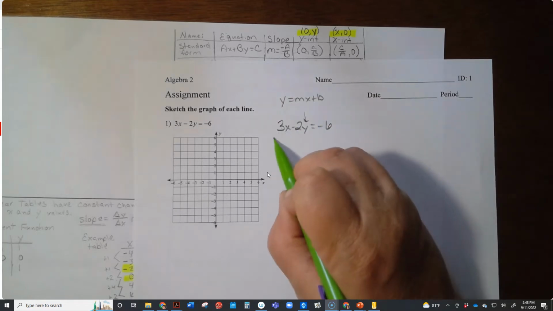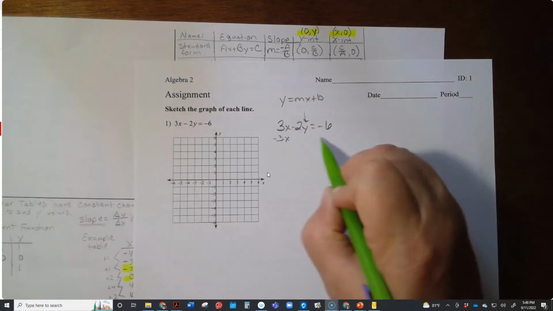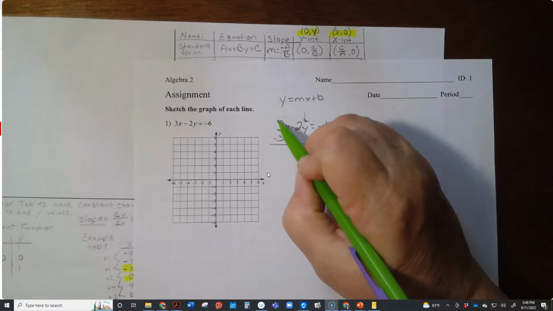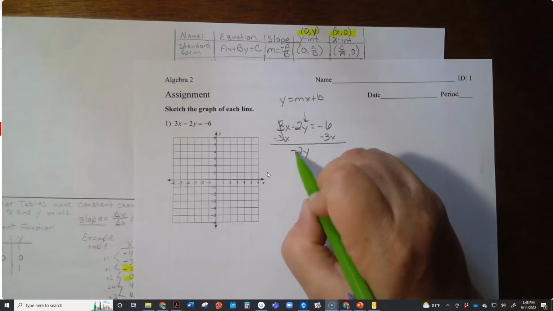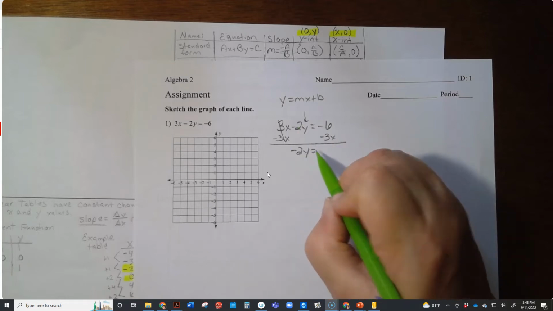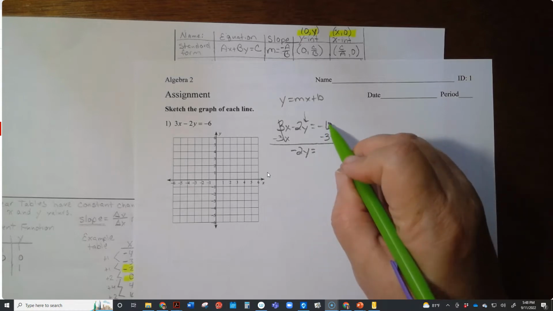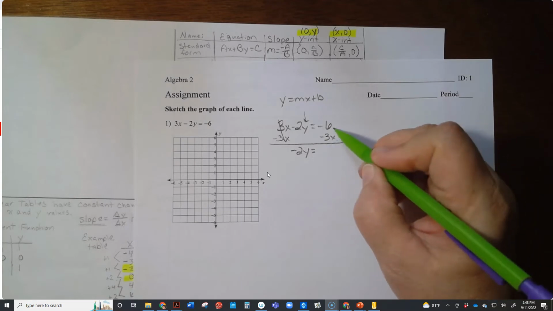The first thing you do is the opposite of plus 3x is minus 3x, so you subtract that from both sides of the equal sign. Those two add to 0, leaving you nothing except for the negative 2y right here. We put the equal sign, and now a lot of people mess up right here and they combine those two, but we can't. They are not like terms.